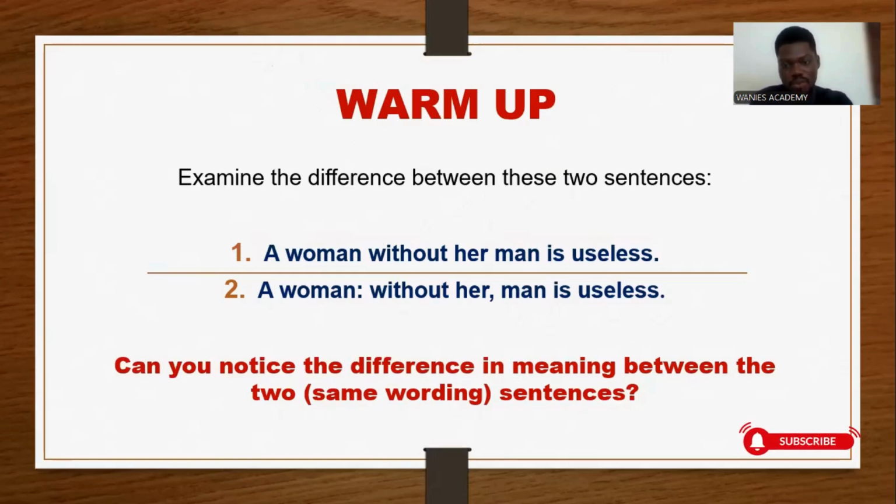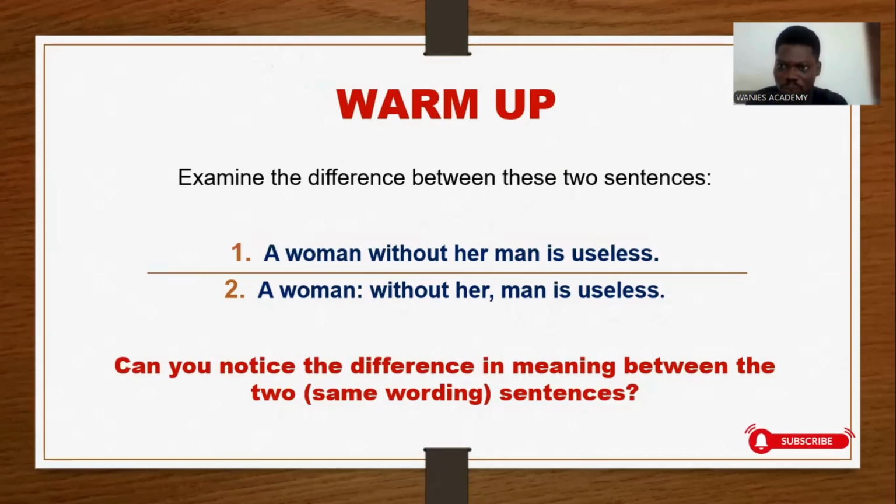And then we have a break, a pause after "without her", to show that "without her" is a phrase on its own. Without her, the man is useless. So the comma here helps us to identify that "without her" is a phrase on its own. It separates the phrase from the clause, "man is useless". So with the input of these two punctuation marks, we are able to alter the meaning of the original sentence into what we have in sentence 2.